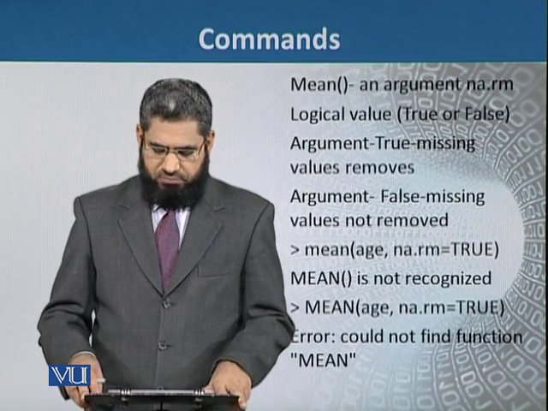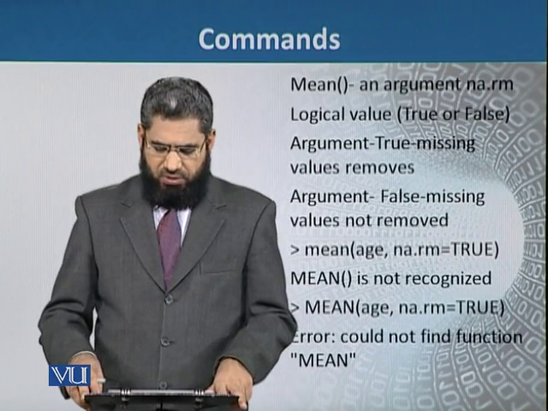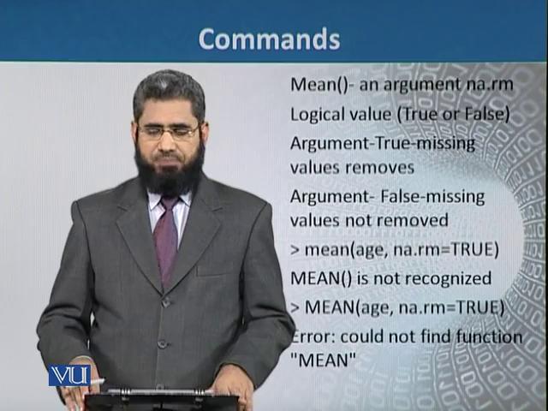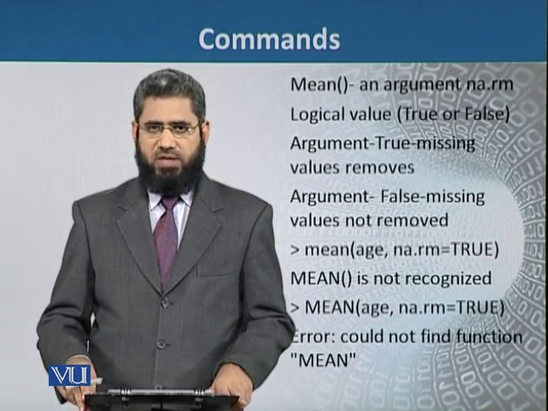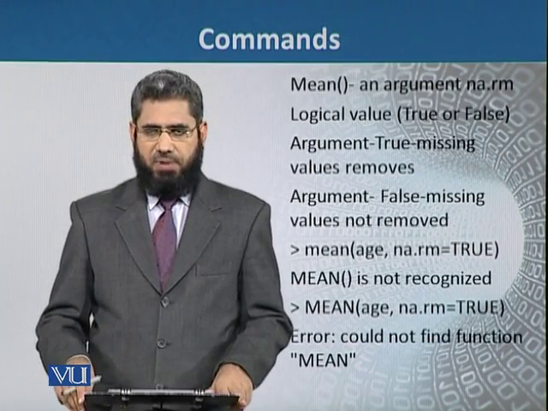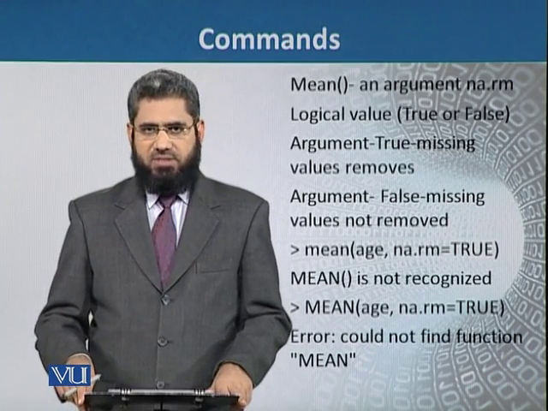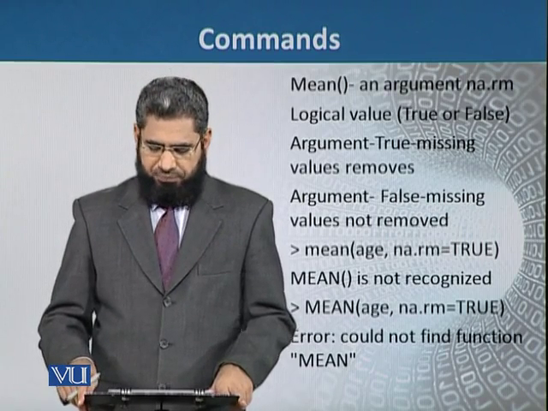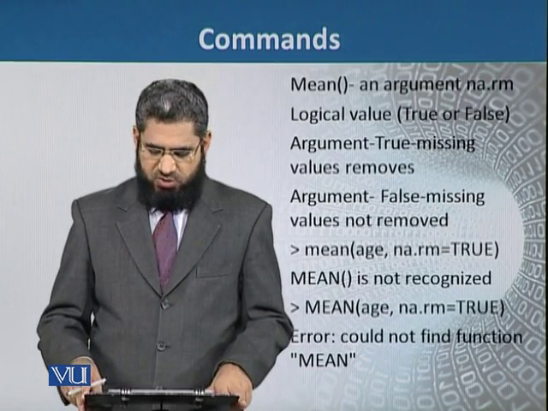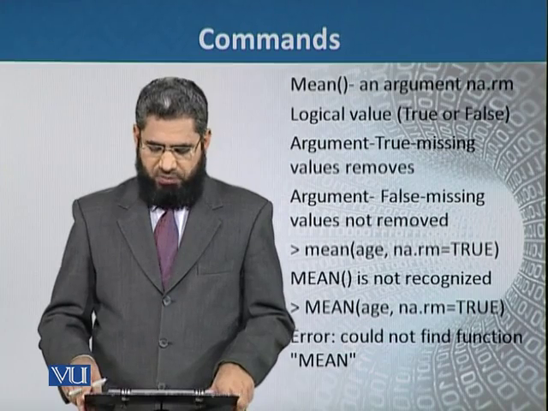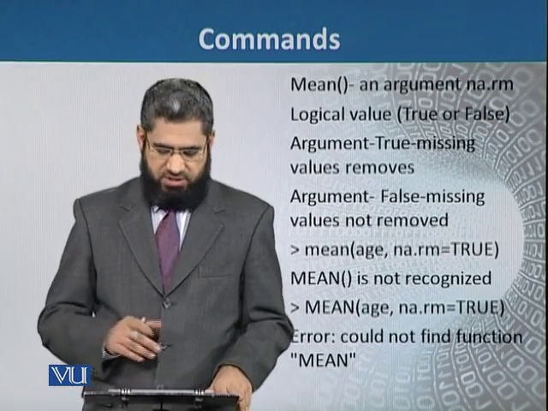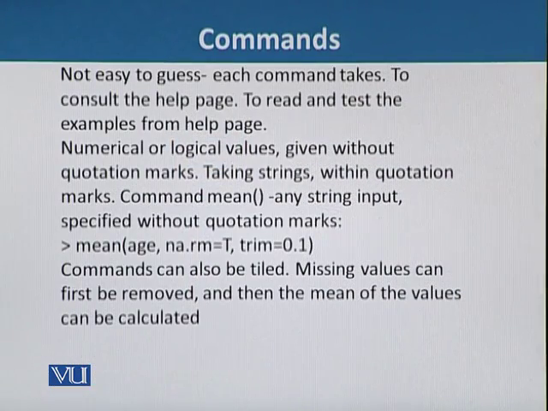And similarly, we know that the commands are case sensitive. It means that we have to write small letters. If we want to write mean, then we have to write small m, small e, a, and n. So if we write capital letters for mean, capital M, capital E, A, and capital N, and we write the same syntax, age, na.rm is equal to true, then R will not be able to read that syntax due to the case sensitivity. It is not always easy to guess what arguments each command takes.